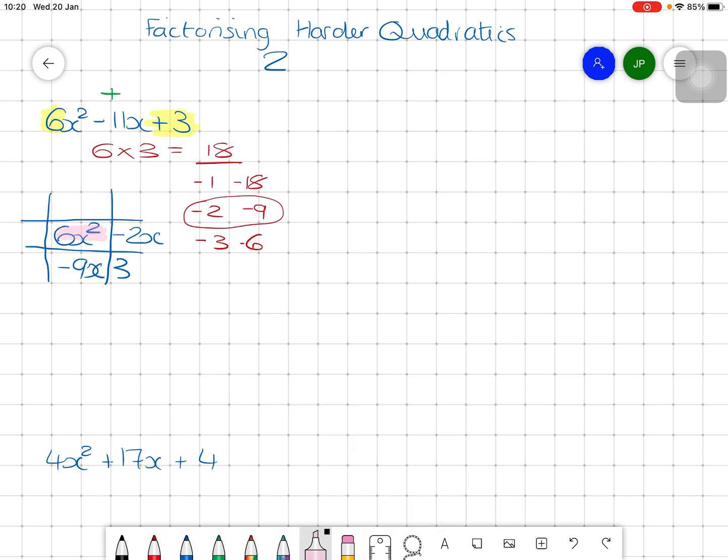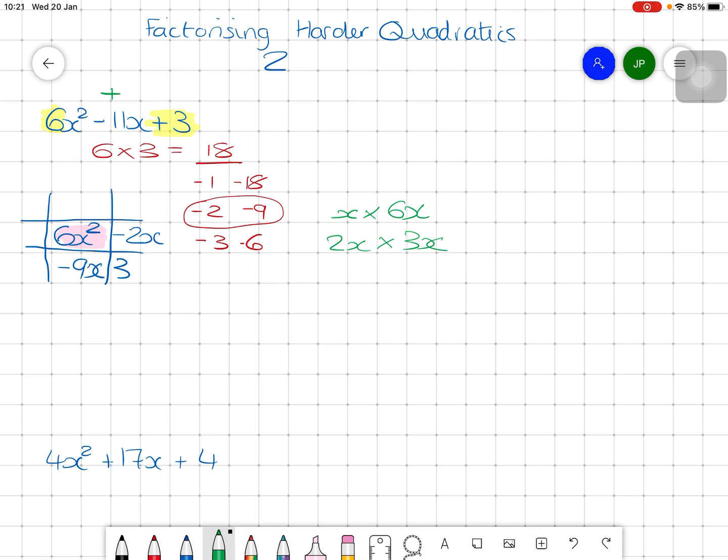Now, the difference with these compared to the ones last week is that if we look at this value here of 6x squared, there are multiple ways I can make 6x squared. Okay, I can do x times 6x, I can do 2x times 3x. Now, we have to choose the right one. In some instances, it doesn't matter which one you choose, you can still factorise. However, in some of them, it makes a difference. Now, there is no hard and fast way of working this out. You've got to use a little bit of mathematical common sense.